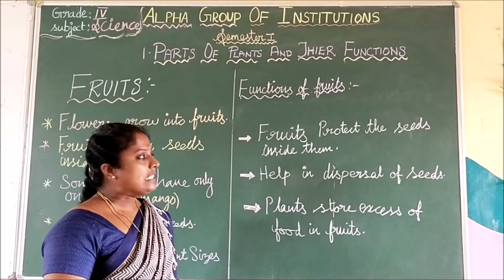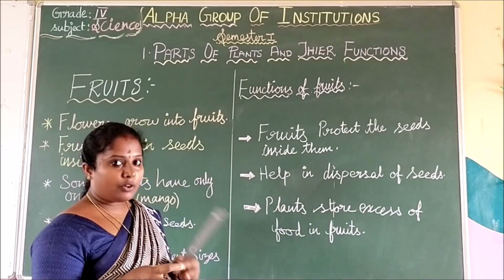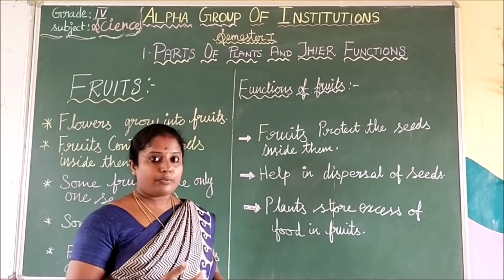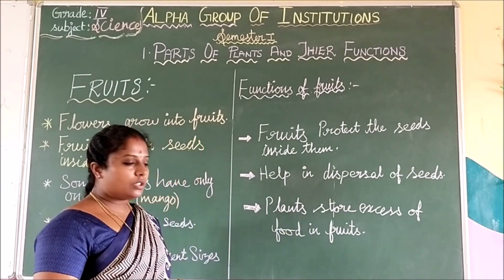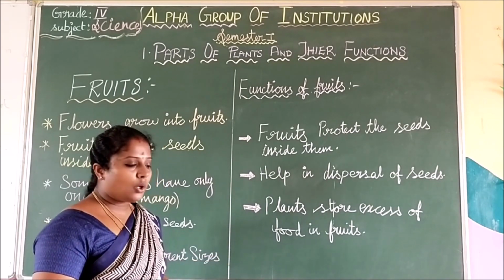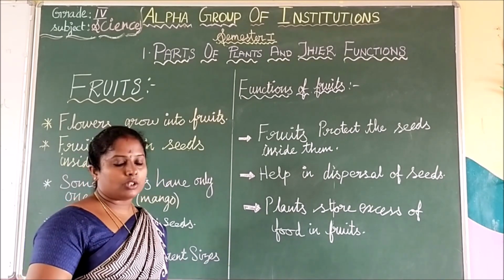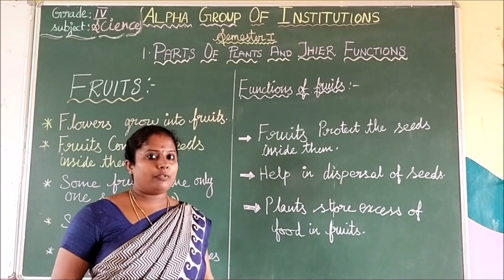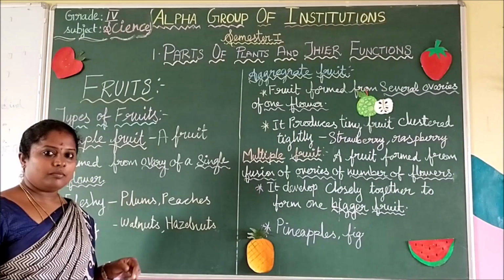So the functions of fruits are: fruits protect the seeds inside them. It protects the seeds. Then it helps in dispersal of seeds. Plants store excess food in fruits. Example is all types of fruits.